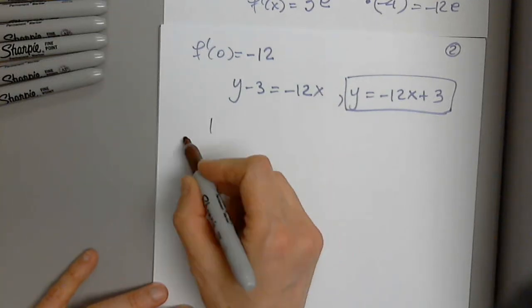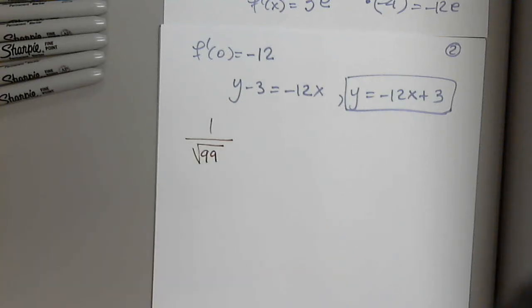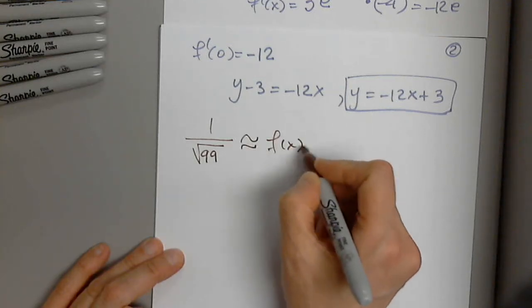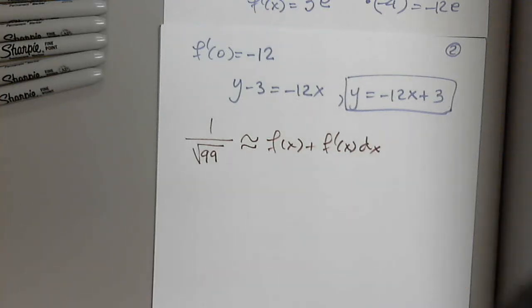Let's say 1 divided by the square root of 99. If I'm asked to estimate this, I will write immediately approximately f of x plus f prime of x dx. This is what I will write immediately. And then I will have to identify several things: the function, x, dx, and of course, calculate f prime. Good. So let's identify f of x for this function.